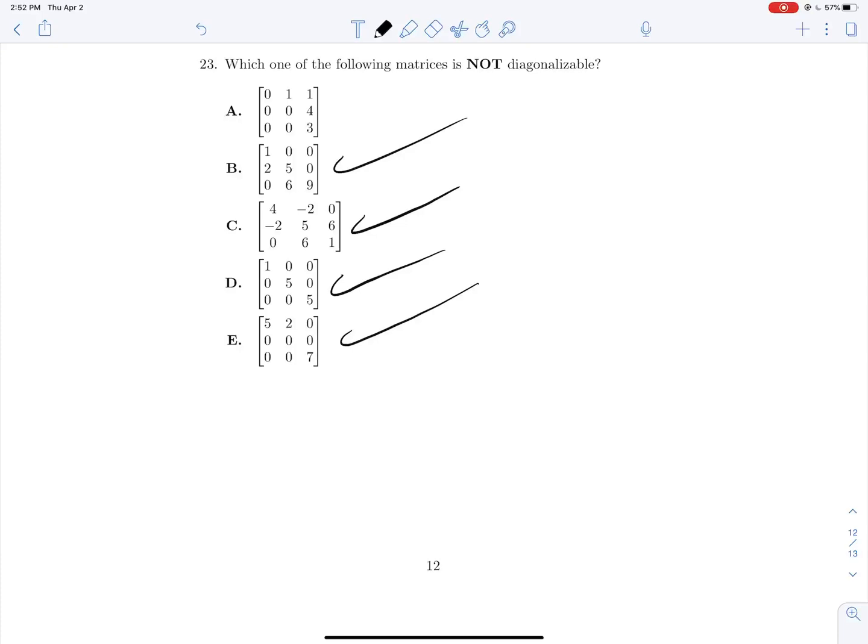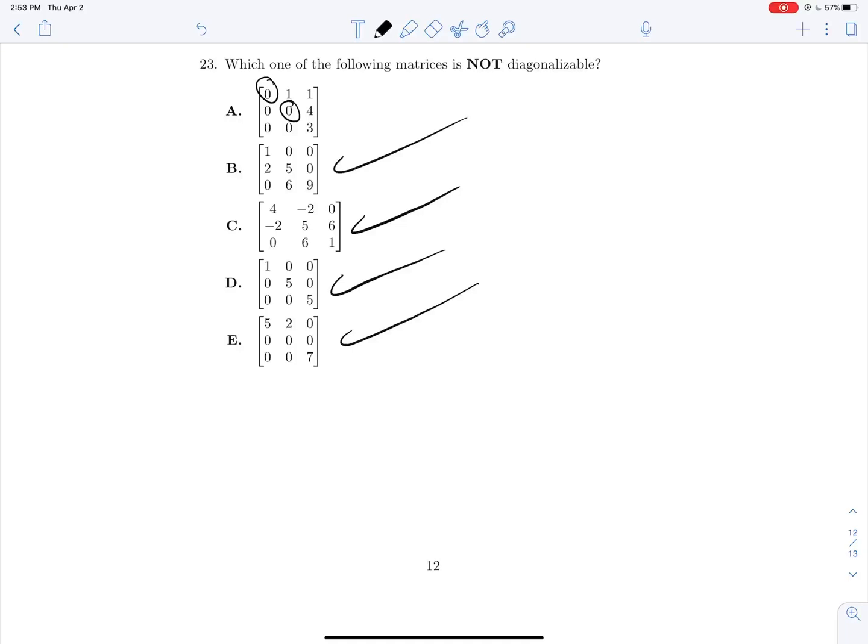And then right here, right off the bat, alarms should be going off in your head when you see two matching eigenvalues for an upper triangular matrix. And since we know that all 4 of these are diagonalizable, we don't even have to go through the math, and we're already seeing big hints that A should be non-diagonalizable.